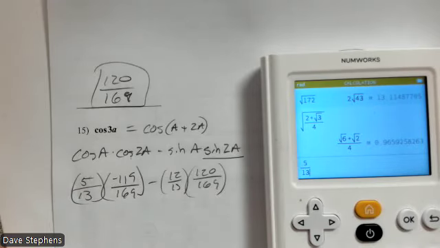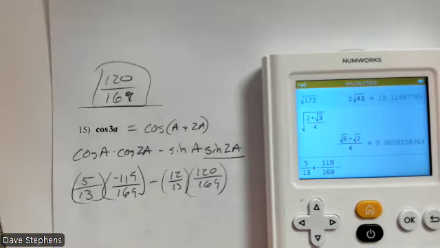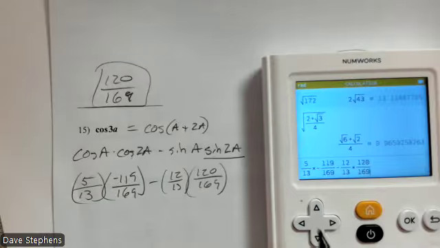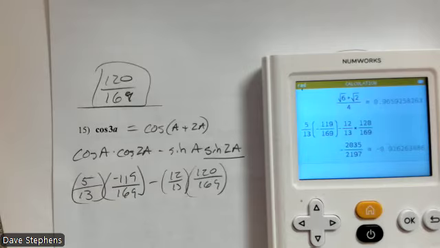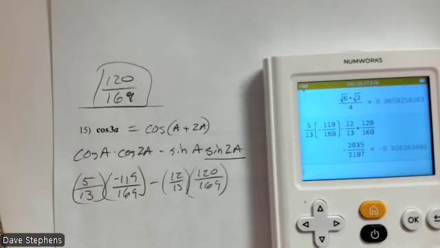So 5 over 13 times negative 119 over 169, minus 12 over 13 times 120 over 169. All of that to get, oh golly, a negative 2035 over 2197. Ugly as it could be, but it works.